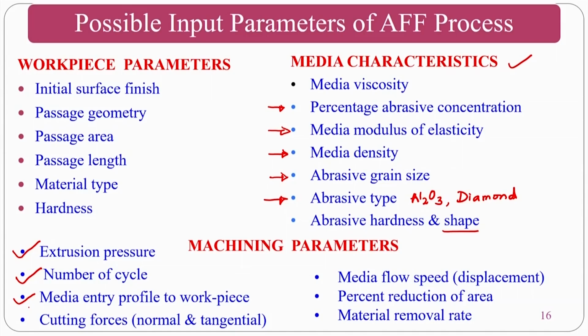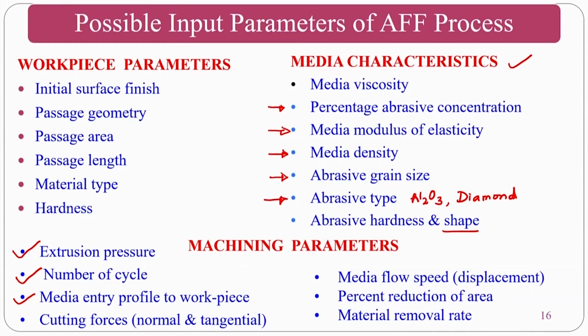Media entry profile to the workpiece, cutting forces, these types of things you can measure. Media flow speed, that means how you can improve the flow speed and other things. Flow speed will always be a function of your medium composition and extrusion pressure. If your medium is too low viscous and pressure is high, that means the medium flow speed is very high. Vice versa also, if the extrusion pressure is low, and at the same time the medium viscosity is very high, then the medium flow speed will be very less.